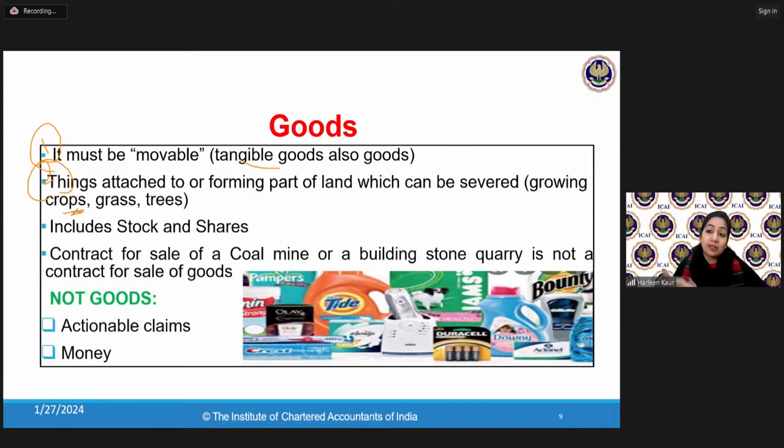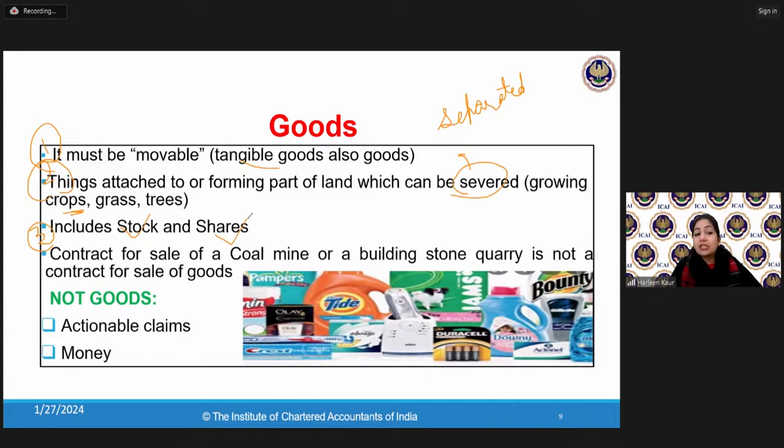Something which can be severed from the land. Severed means can be separated from the land. So as far as the things which can be separated from the land, crops means the harvest you grow, and if you pluck it and sell it in the market, or sell grass, or sell trees, all these kinds of things are goods. Because although they are attached with the land, they can be plucked and separated from the land. You're selling your stocks in the market. Yes, ma'am, that is also goods. You're selling shares in the market.